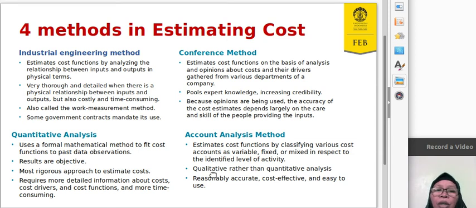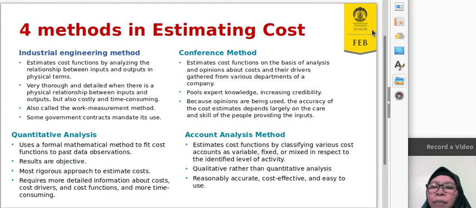Conference method is the method to estimate cost using information from many departments of a company. Account analysis method, this is more qualitative rather than quantitative, but we consider the variable cost, fixed cost, mixed cost, and we also consider the activity or the cost driver of those costs, but usually this is qualitative. It is easy to use, but sometimes it's not easy to do. Doing account analysis method actually needs a special expertise. So it is not done using technical or statistical tools.